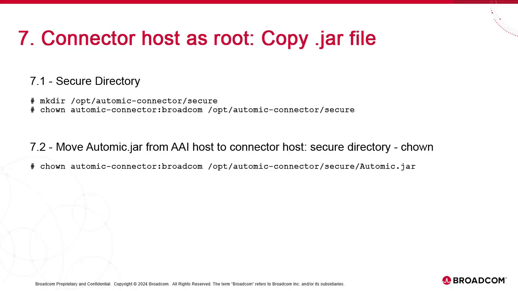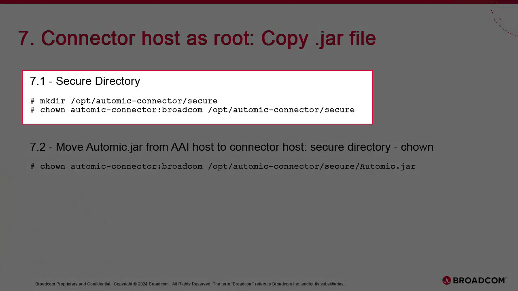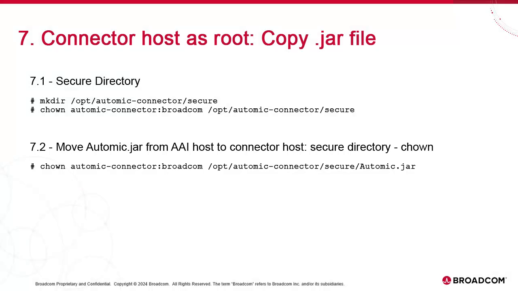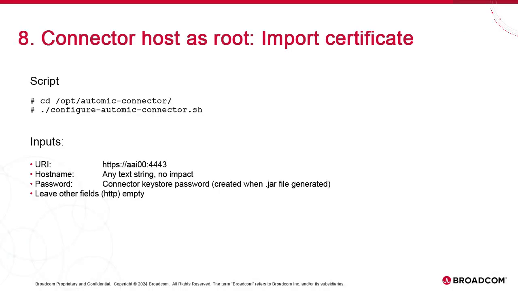We can move on to the connector host. We work as root. We create a new directory called secure under the main install directory, which is usually something like /opt/atomic-connector. Then we make the atomic-connector user the owner of secure. We then move the jar file containing the connector certificate from the AAI host to the connector host. We set ownership so that the connector user owns the jar file. The jar file is on the connector host.